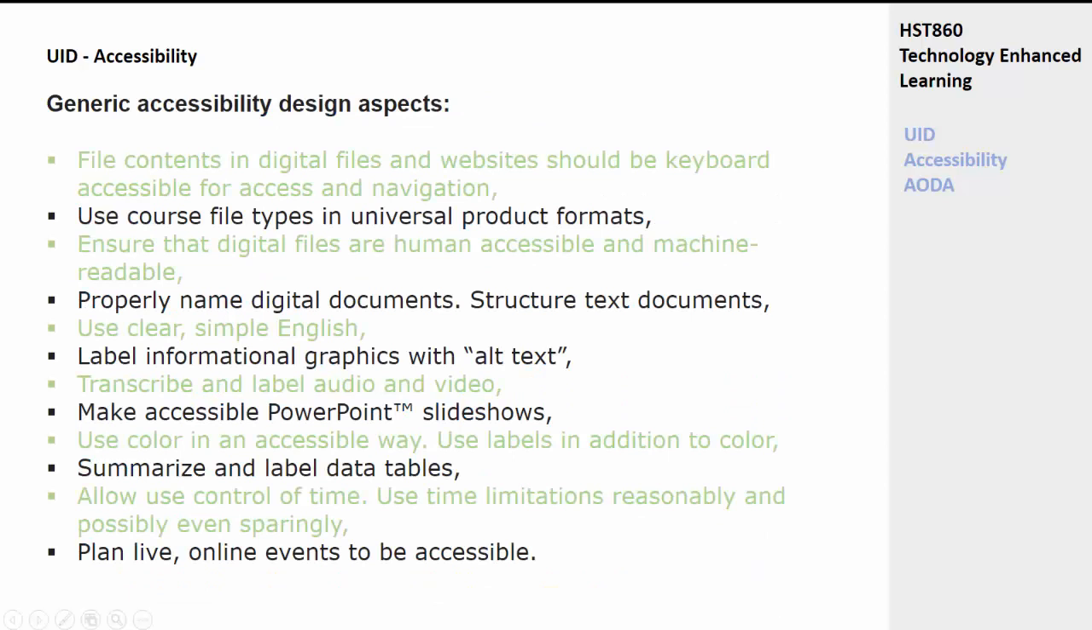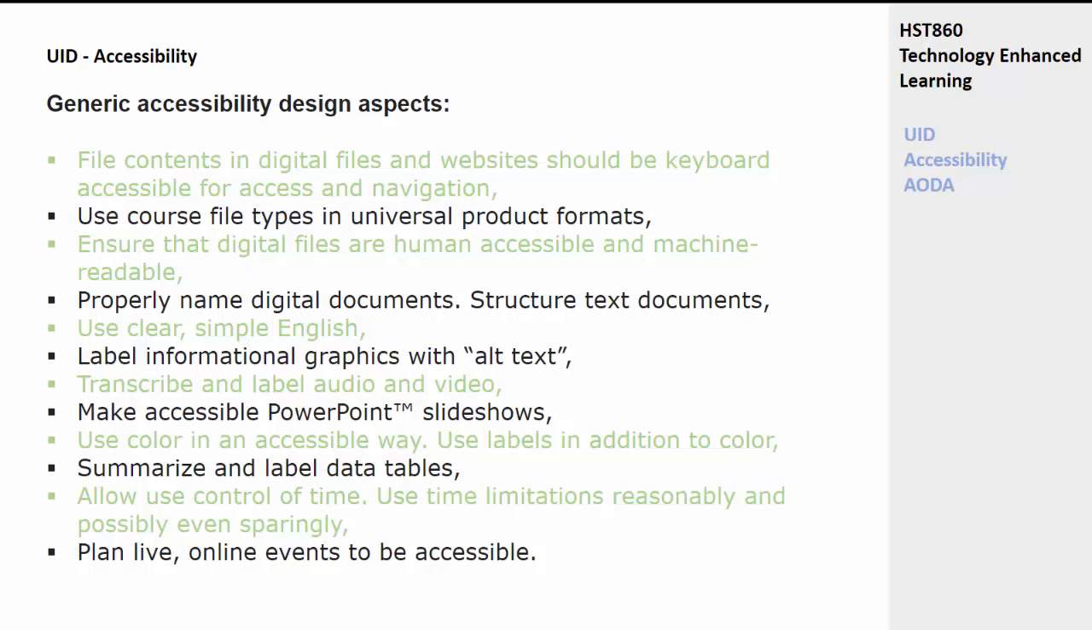Now, I'm not sure I'm violating accessibility rules here. Take a look at the colors. I've got green and whatever that color is, brown. I think it's readable. I could have easily split this slide into 2 or 3 different slides, I suppose. Maybe make the font bigger. But the generic accessibility design aspects of UID, Universal Instructional Design, are, well, here we go.